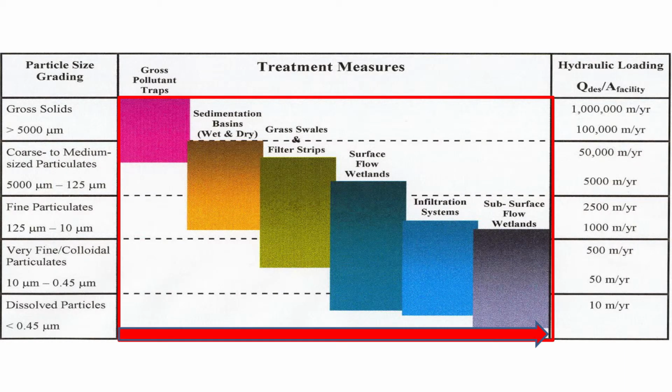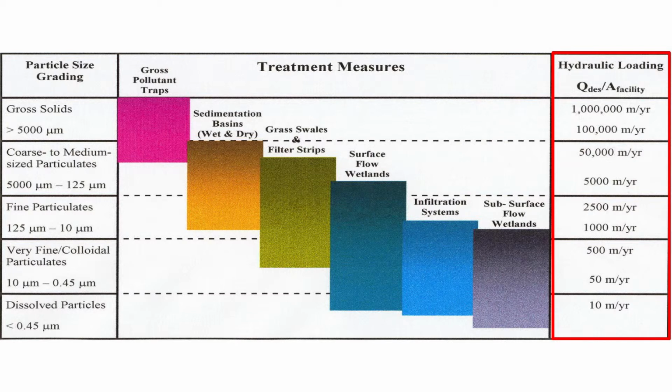And you can see through that chart that we go from filters to constructed wetlands to infiltration. And as we go further and further from left to right in the chart, you find that the technology and the land take for those treatment measures will grow larger and larger. And this is reflected in the third column to the right, which talks about what we call the hydraulic loading, or how quickly can we run water through those systems.